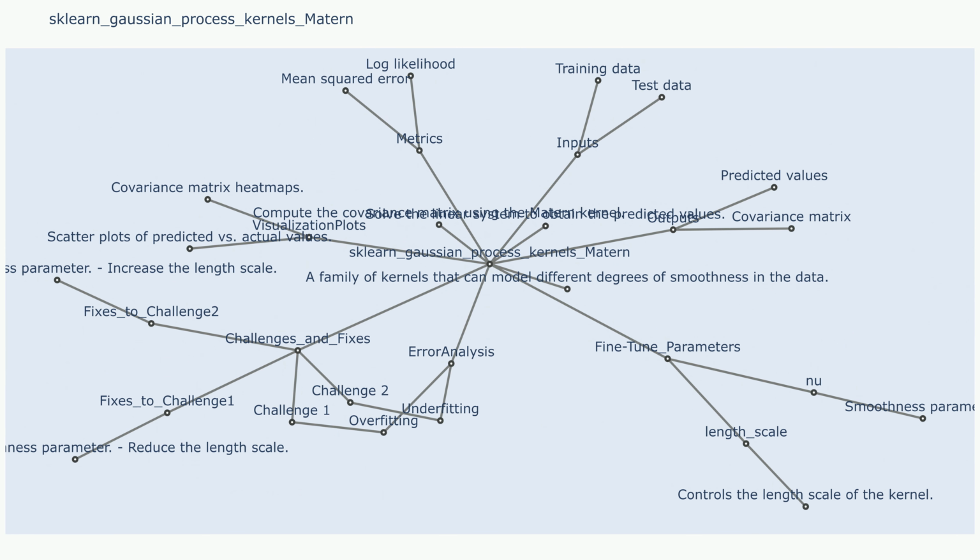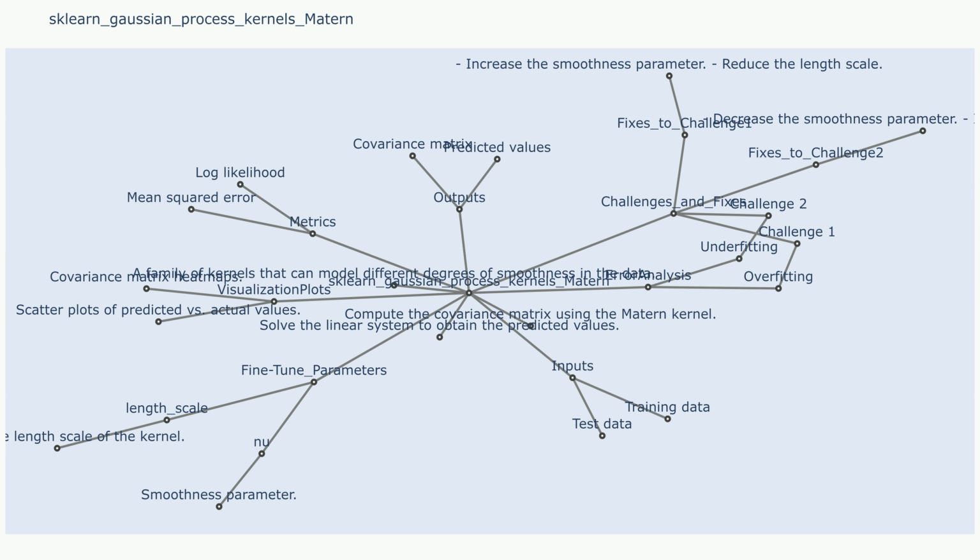Fine-tune parameters. Nu: this parameter controls the smoothness of the kernel. Higher values of nu lead to smoother functions. Common values for nu include 1.5, 2.5, and infinity. Length scale: this parameter determines the characteristic length scale of the function. Larger values indicate smoother functions that vary slowly.